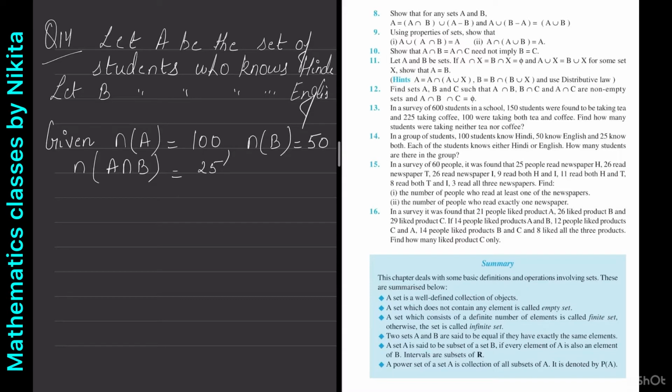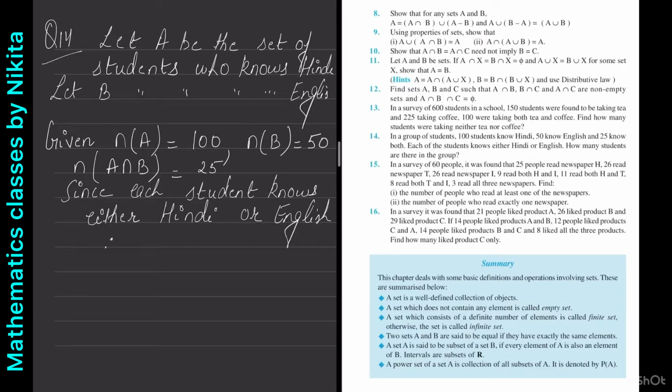And it is also given that each student knows either Hindi or English. How many students are there in the group? Now since each student knows either Hindi or English, therefore my universal set is equal to A union B. So we have to find what is n of A union B.